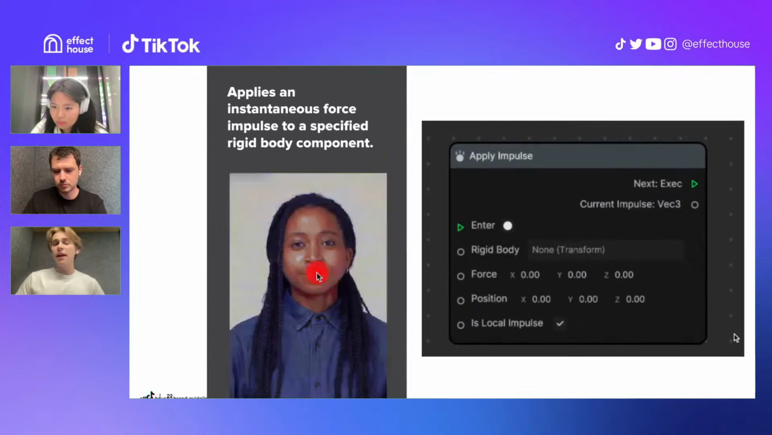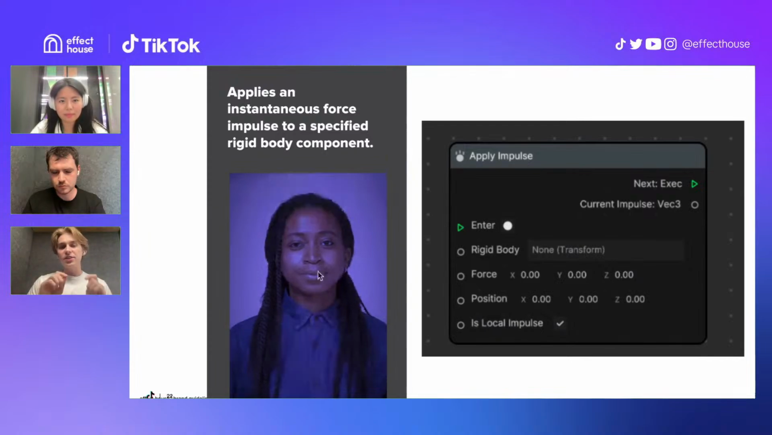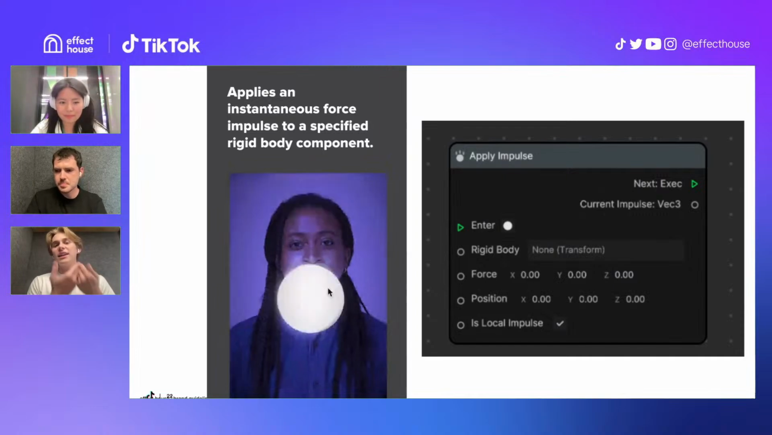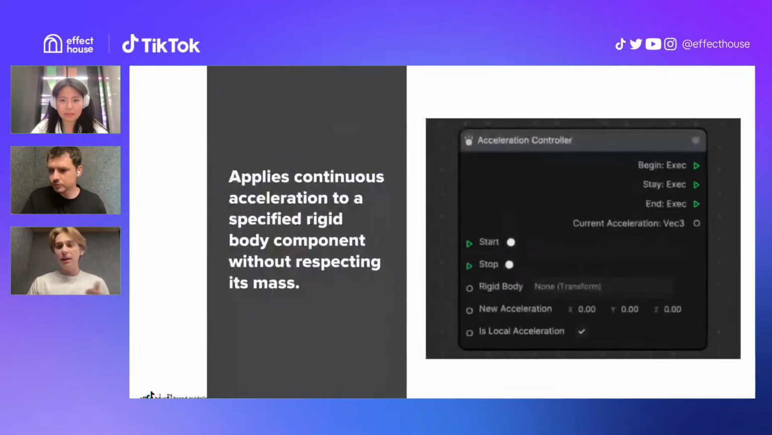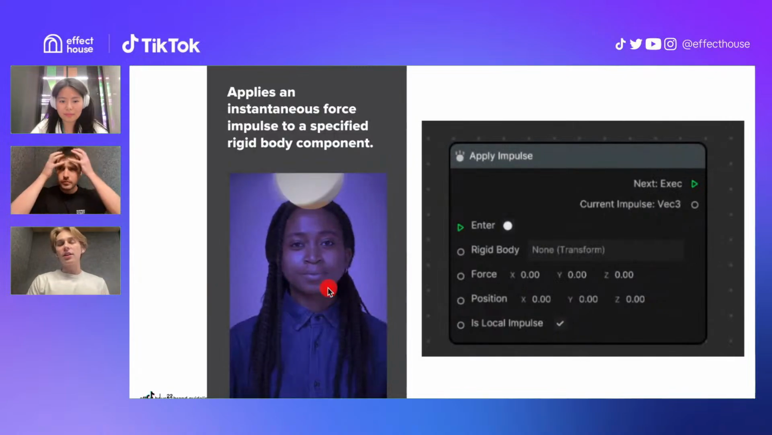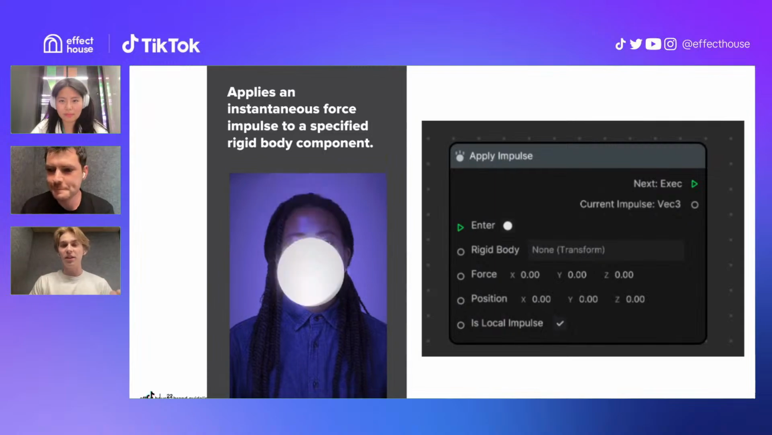Apply impulse, this is my favorite node. It allows you to apply an instantaneous force to a specified rigid body component. So you can see on the left-hand side here, when I click the screen, the ball flies up. It's because I'm applying an instantaneous force. So the difference between applying a force over time with the force controller node and applying an impulse is that an impulse is applied once and a continuous force is applied over a period of time. It's like you're pushing on something versus punching it.